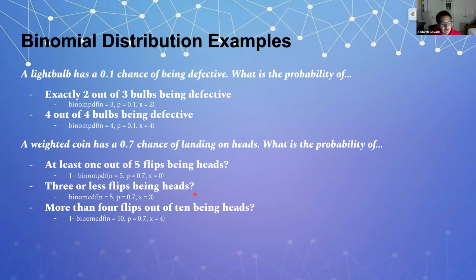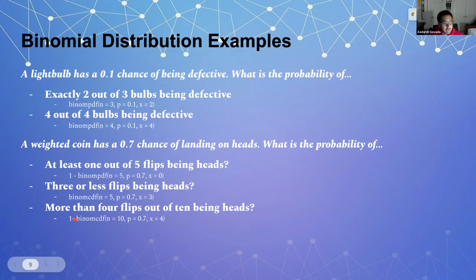But since we want to look at 3 or less flips, we would take the binomial CDF of it, or the cumulative distribution function. What that means is x can be 3 or it can be less than 3.